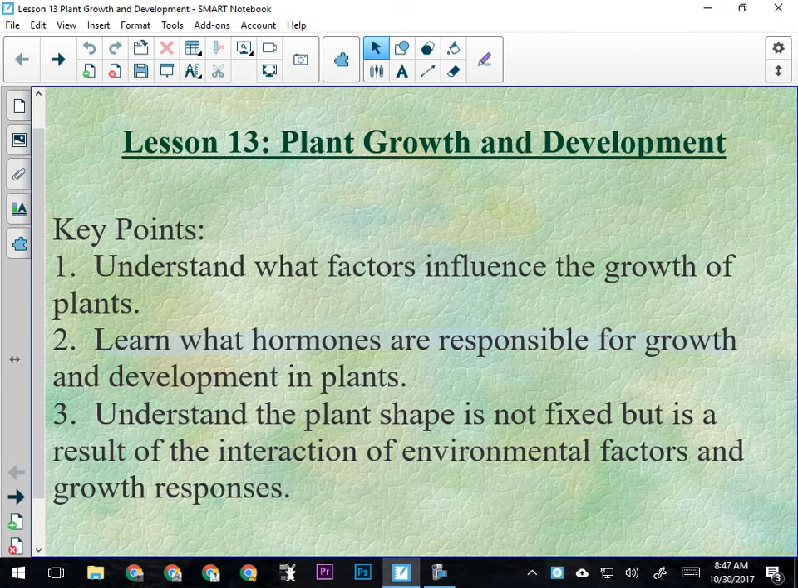And then thirdly, understand that plant shape is not fixed, but is a result of the interaction of environmental factors and growth responses. That is, if I had two identical plants grown from cuttings of the same plant, so I knew that they were genetically identical, and I grew them in different environments, they would grow up to look different. Case in point.